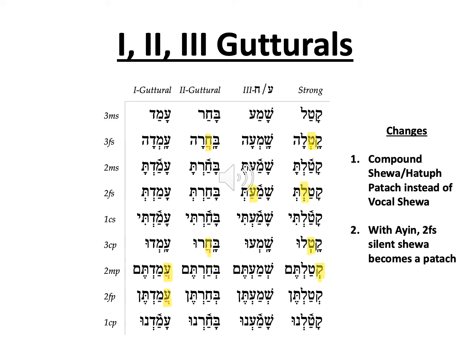The second change has to do with two fs verbs in the third chet and third ayin verbs, and that is that the expected silent schwa under the third letter becomes a patak, and the accent stays on the second syllable rather than the last syllable or second to last syllable.